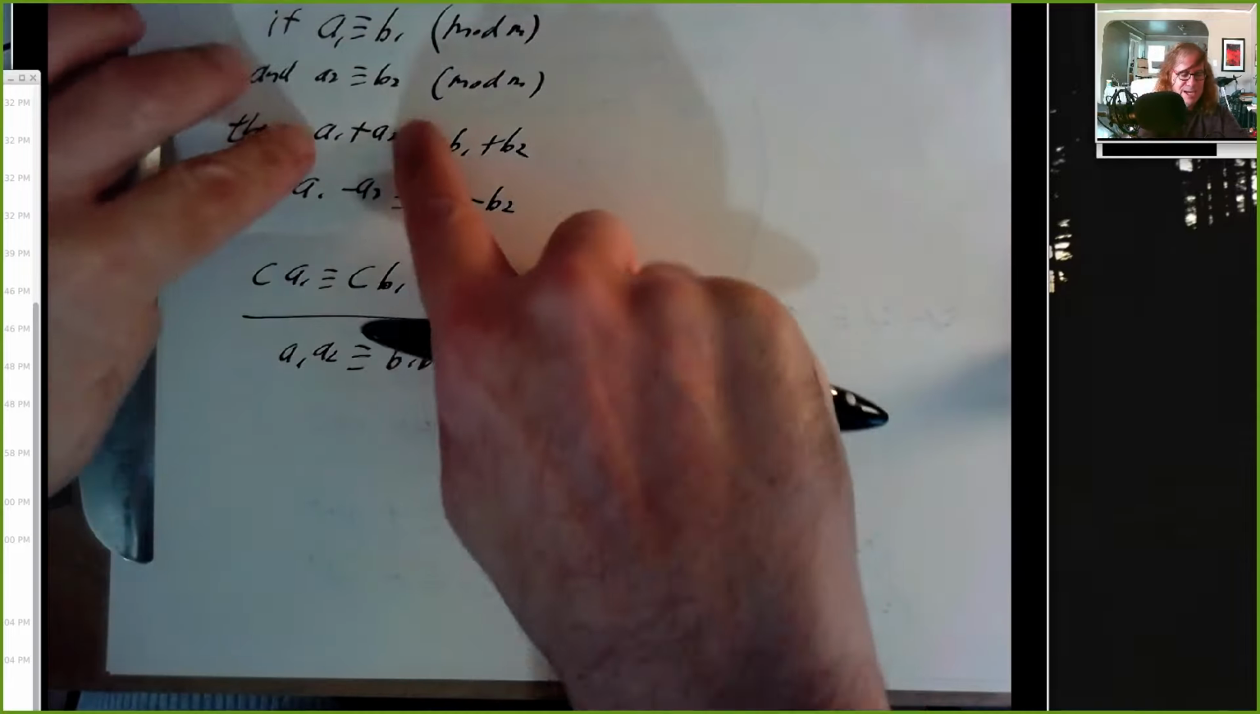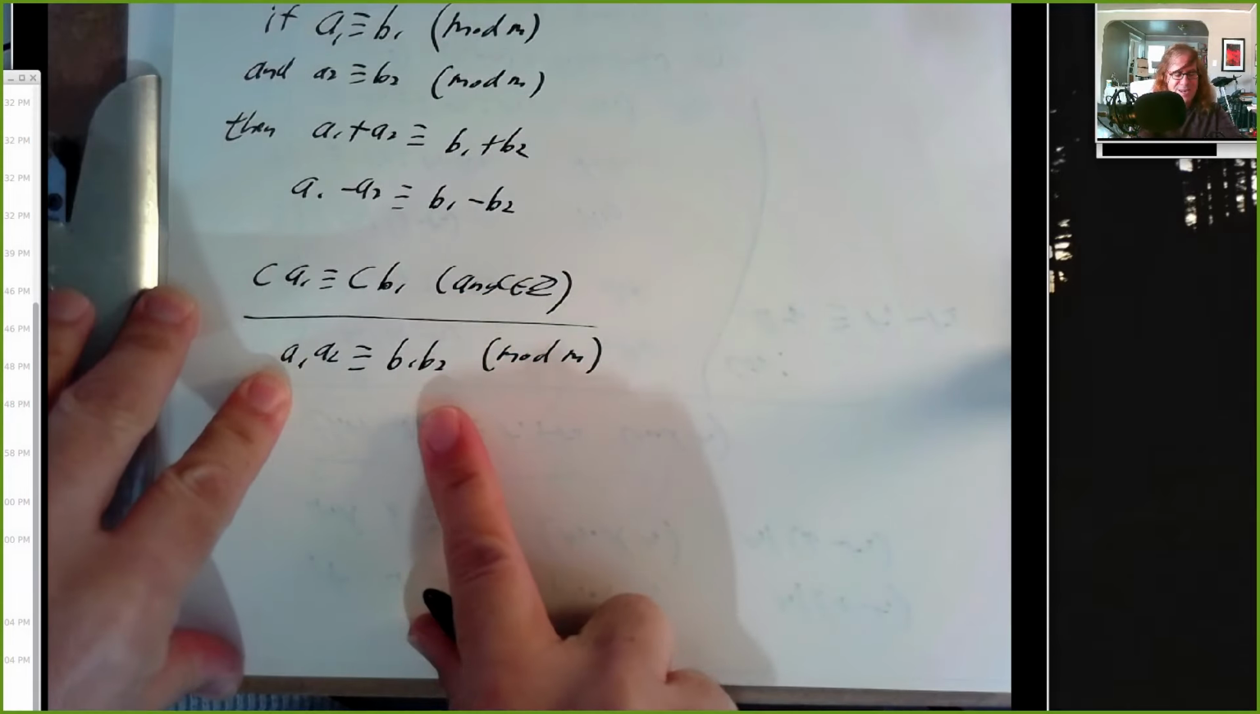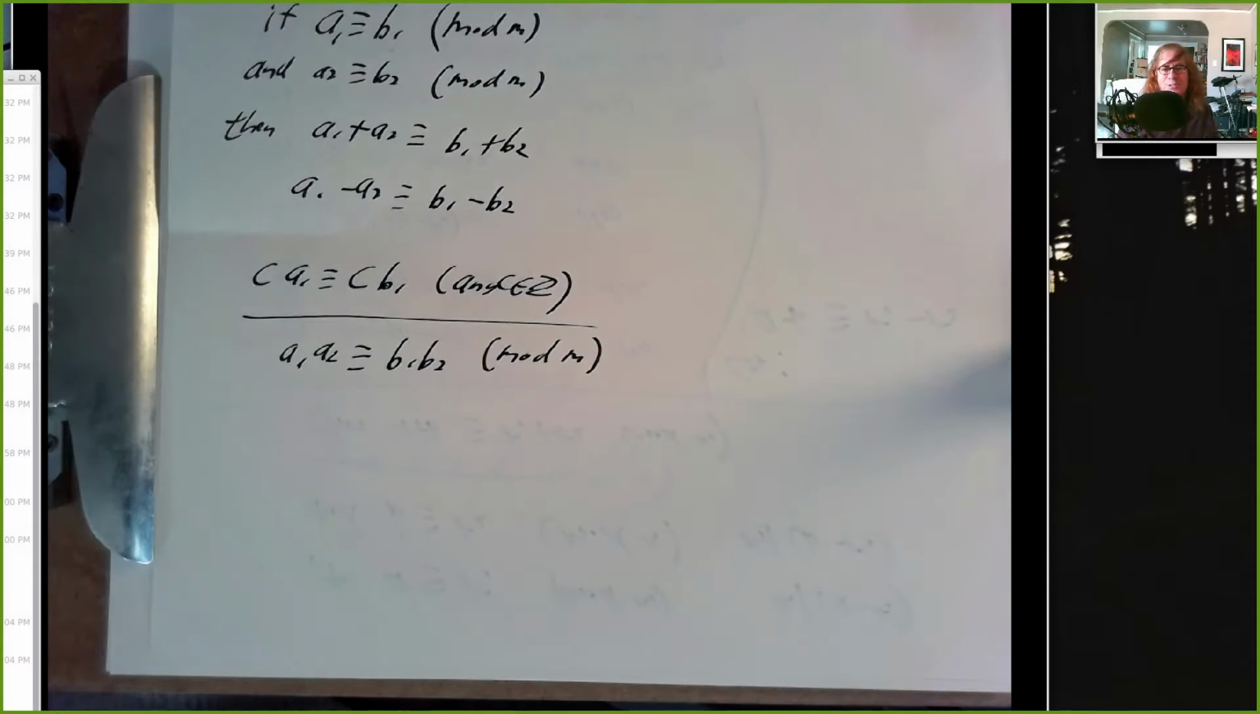Alright, so we can add, we can subtract, we can multiply by constants, we can multiply by other things, and our equality modulo M is preserved by all these operations. And that's really useful. That's basically going to let us do algebra over congruences.